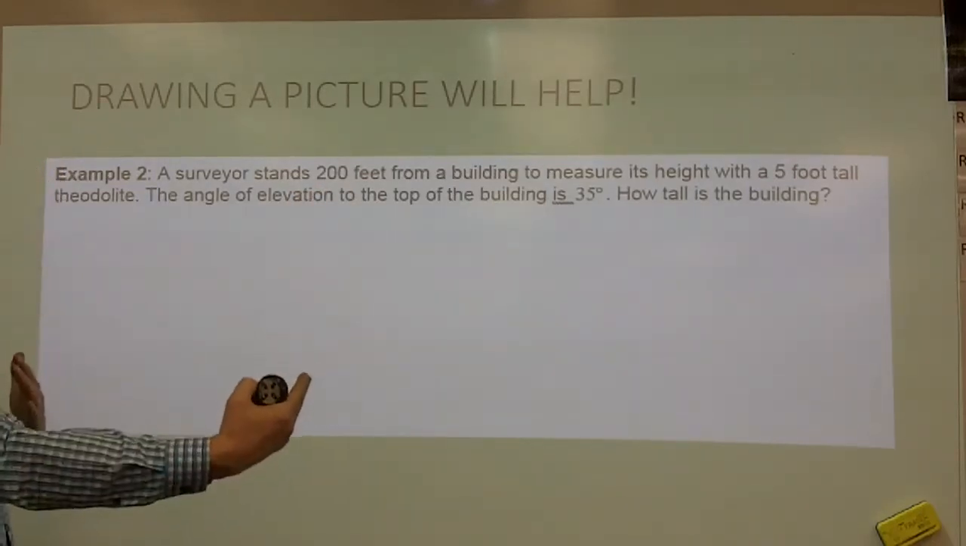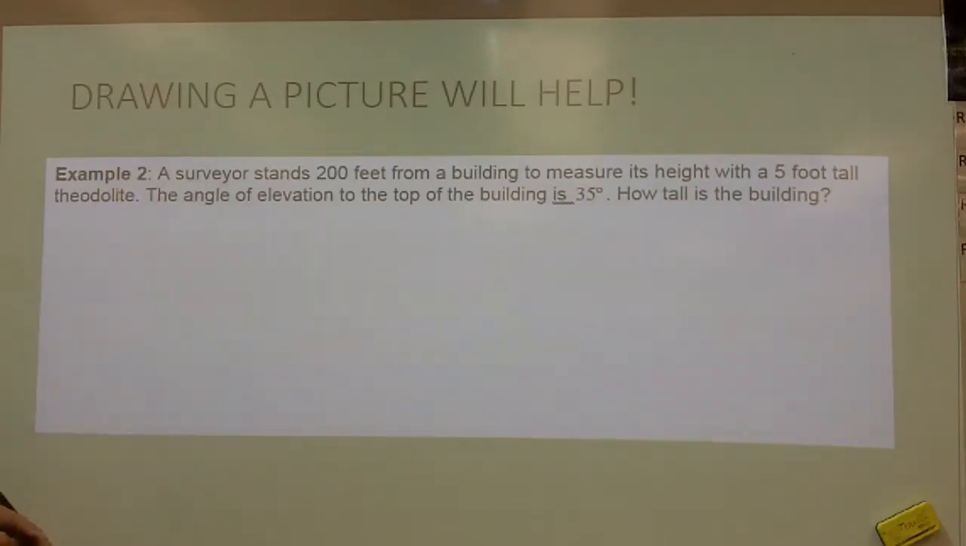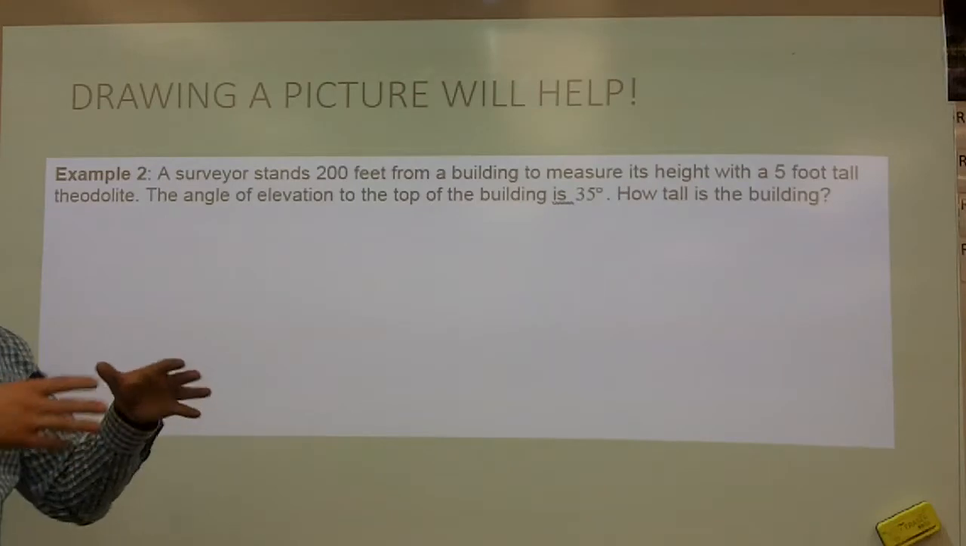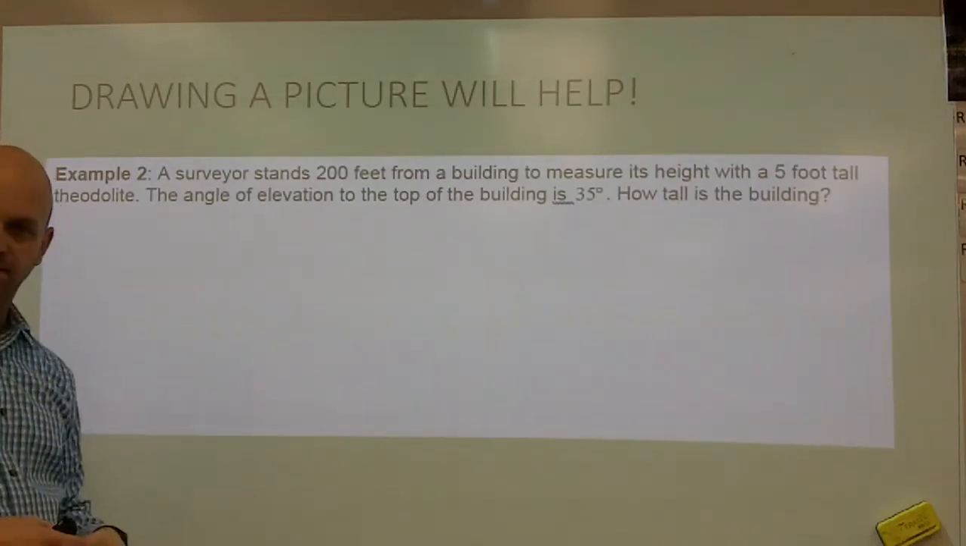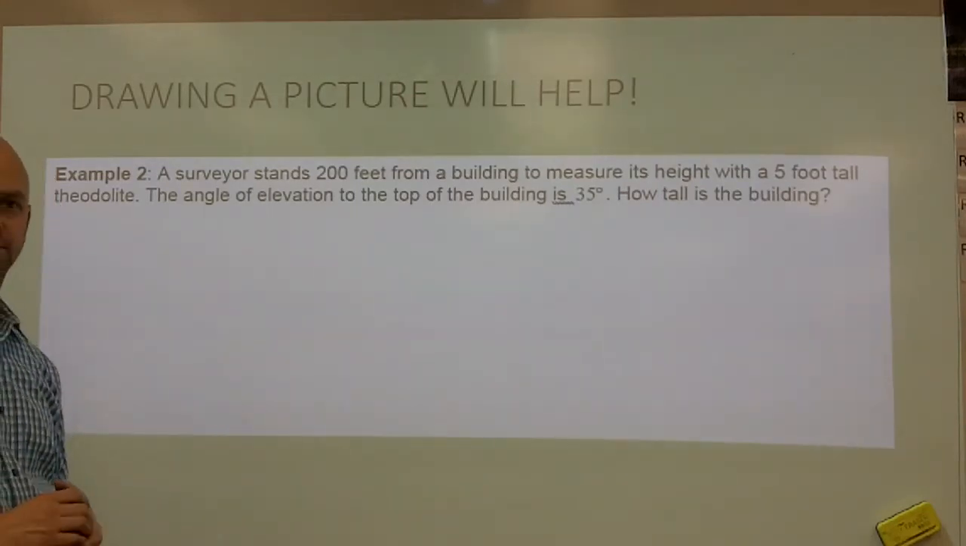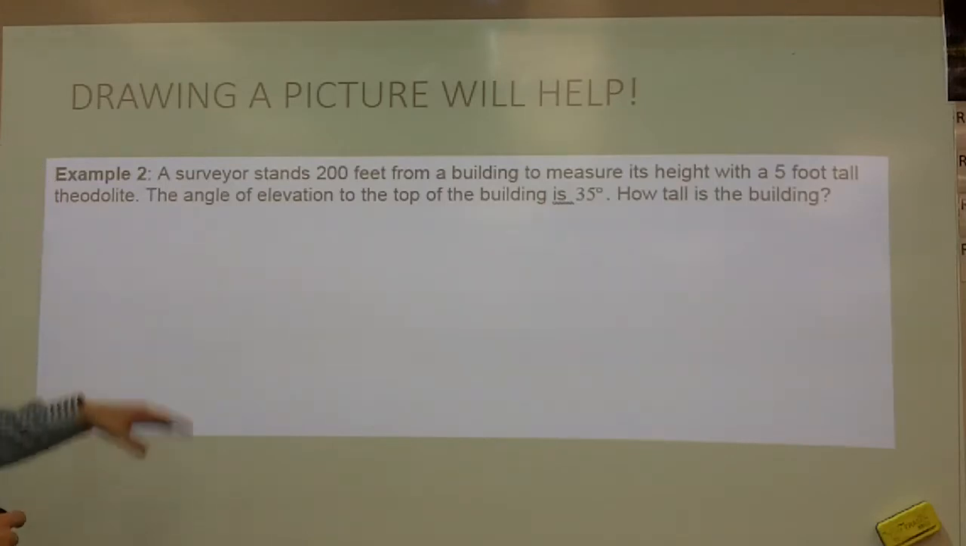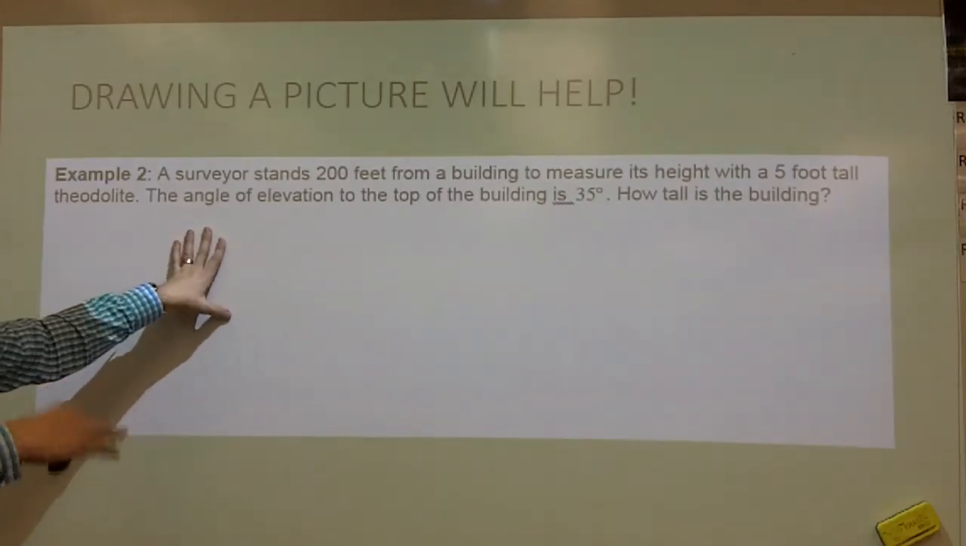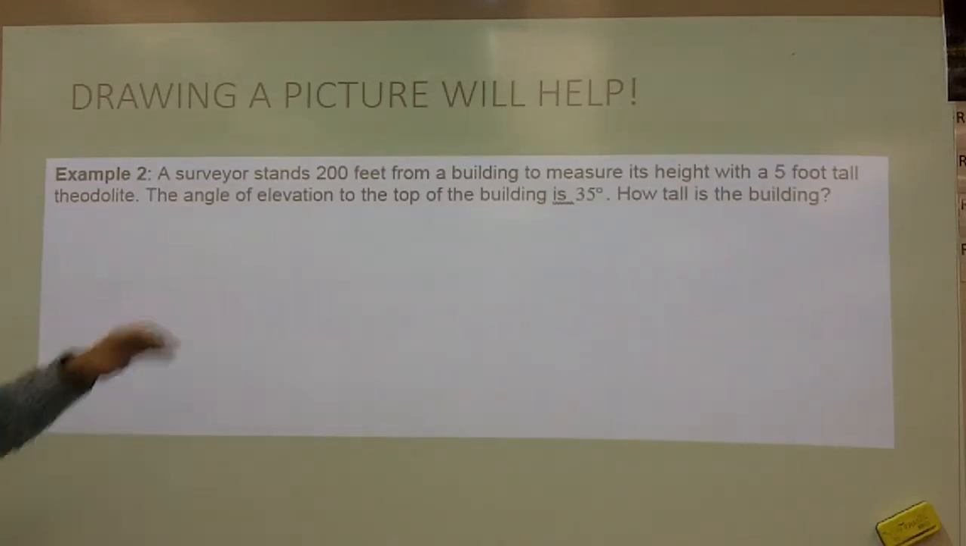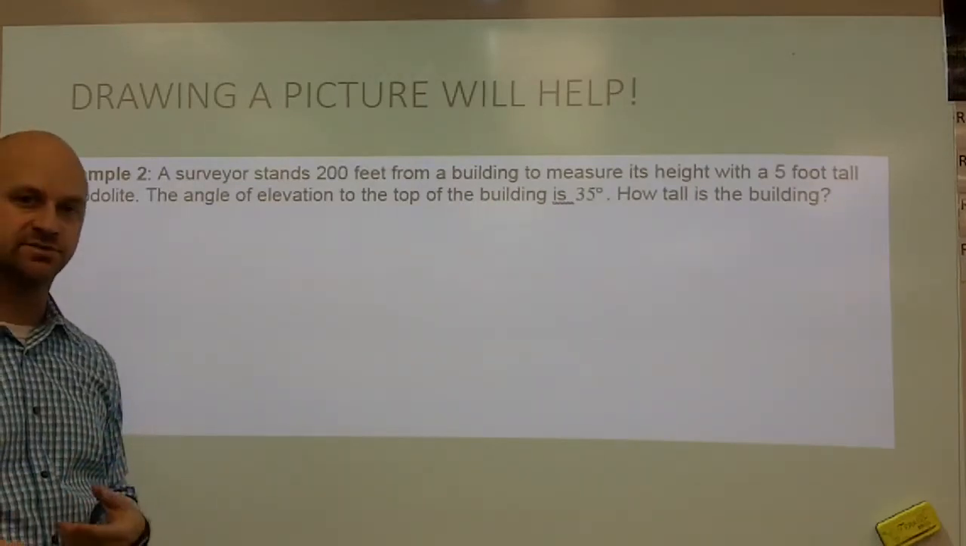So a surveyor is standing some distance away, and wants to measure the height. He has a 5-foot tall theodolite, which is a measuring tool. It looks like it's on a tripod, and it is used by surveyors to measure different things. The angle of elevation from where the surveyor is to the top of the building is 35 degrees. So how tall is the building?